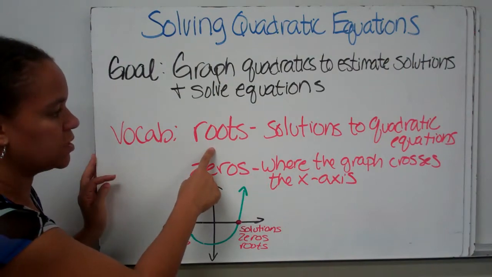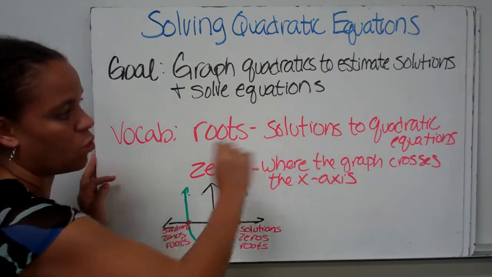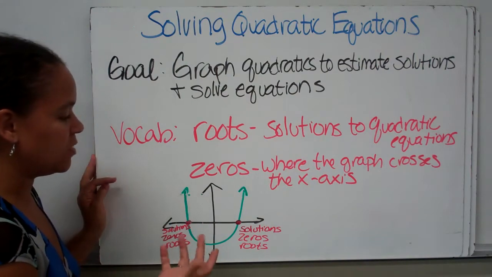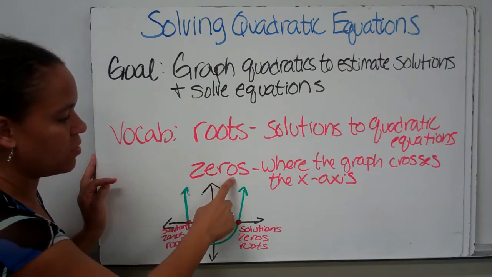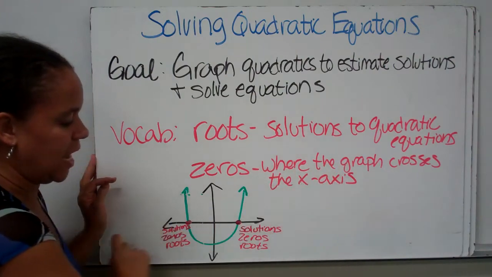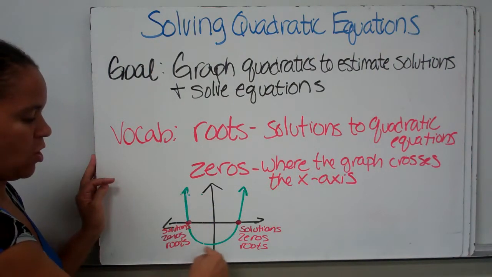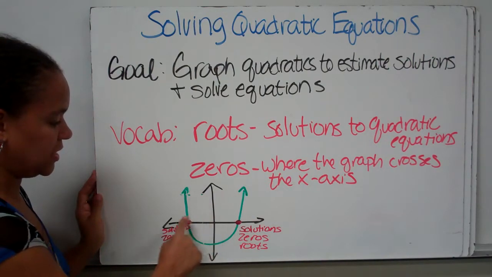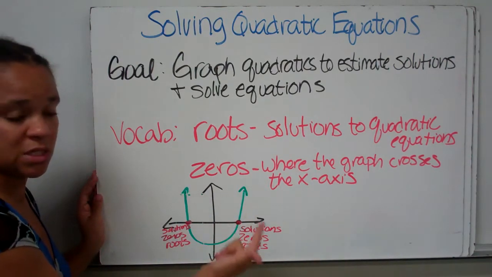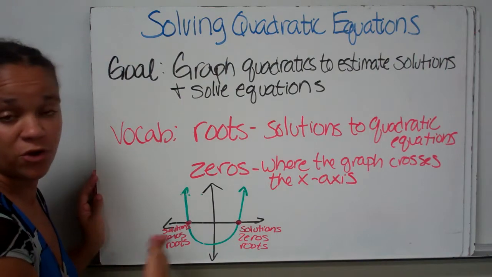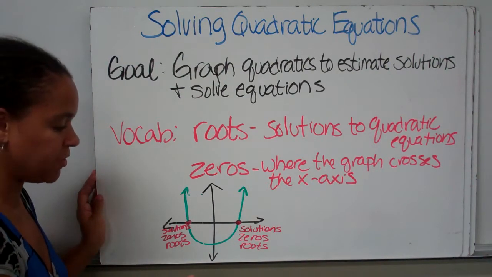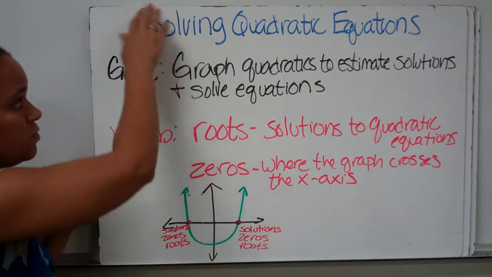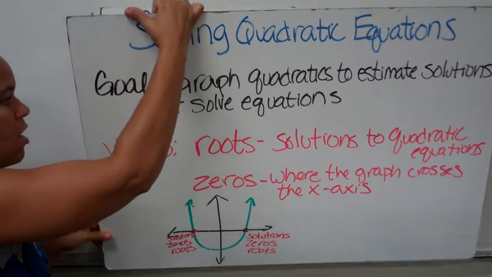Vocab here, roots. These are the solutions to the quadratic equation, so the solutions that make it true when it's set equal to 0. And the zeros are where the graph crosses the x-axis. So here you see our parabola, and this is a graph of a quadratic, and where it crosses the x-axis, these are called solutions, zeros, and roots. They're used interchangeably, and you'll hear them all the time. So just understand those are the same exact thing. Solutions, zeros, and roots. All right.